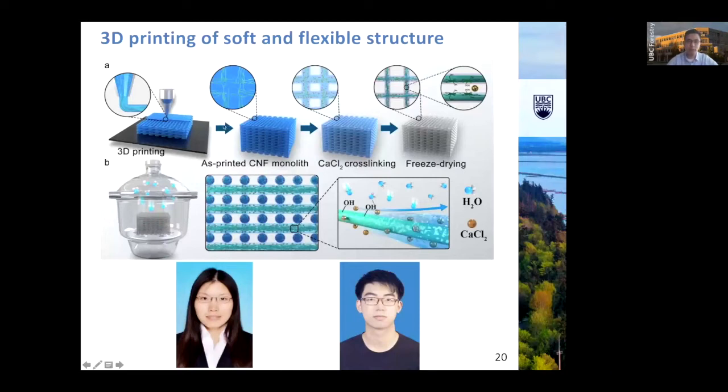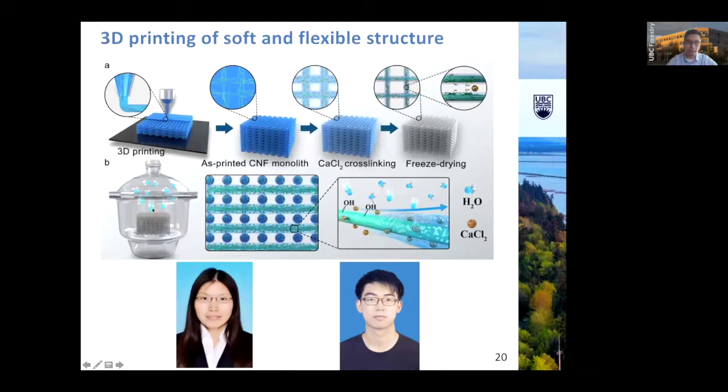Basically the design here is that we have the 3D printing, and after 3D printing, we cross-link because the TEMPO-oxidized fibers have a lot of carboxylic groups. We cross-link the carboxylic groups with calcium chloride, and then by freeze drying we get the material. We didn't remove the calcium chloride because it is a hygroscopic salt, so we keep it both for cross-linking and for water absorbing.